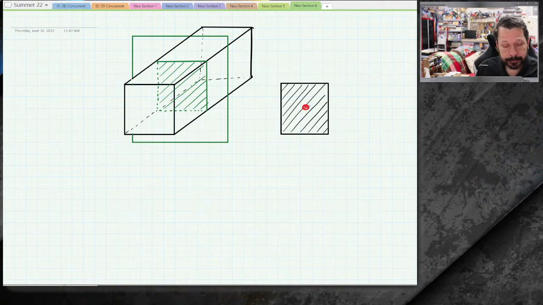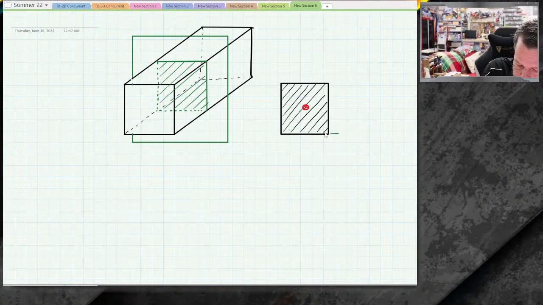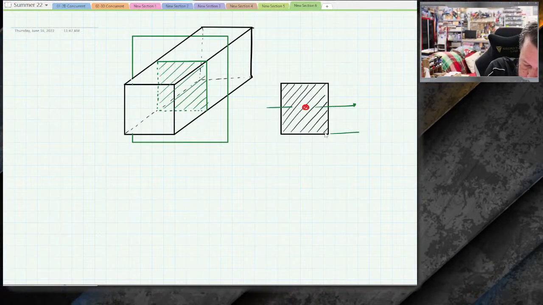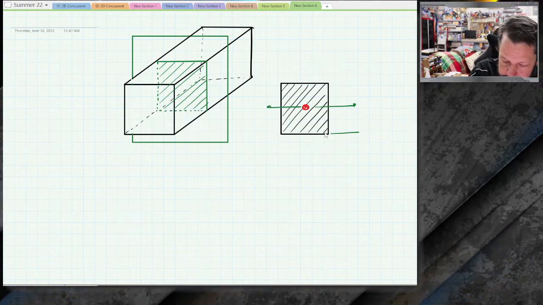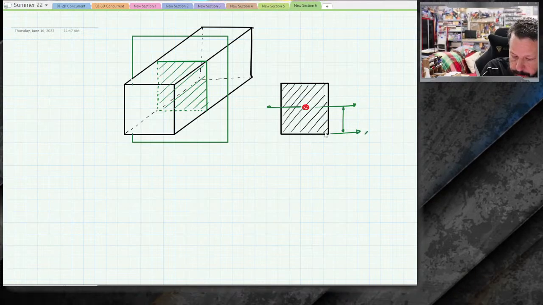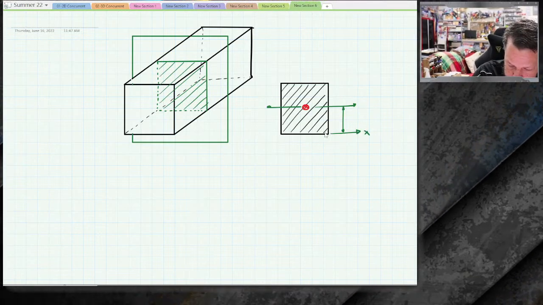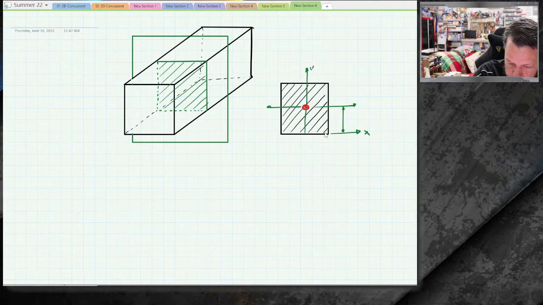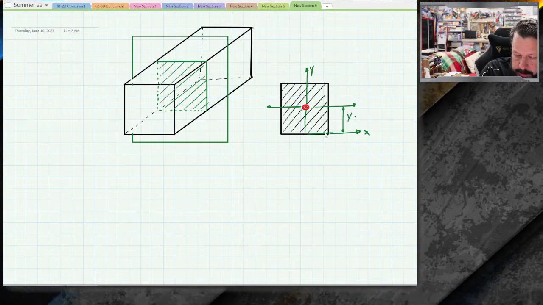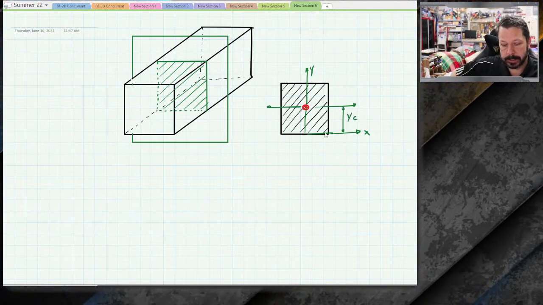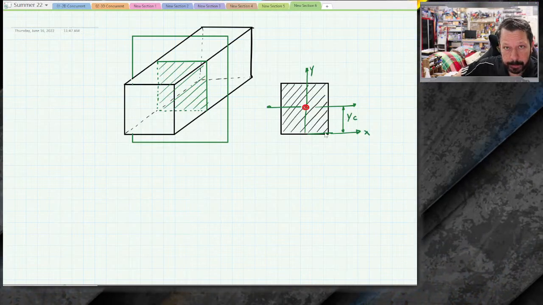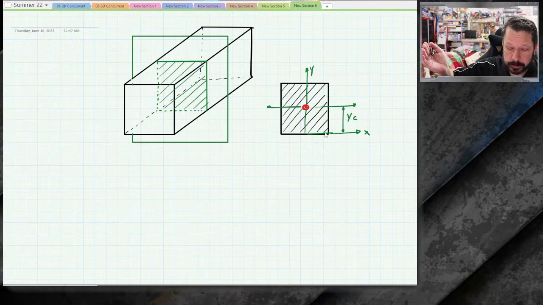A lot of times you put some kind of axis here, and you say that this distance from some reference, in this case I put the reference axis down here at the bottom, and I could put another reference axis up here for the y-axis, and we just say that this distance is y sub c. So it's the distance from my reference axis, in this case x, in the y direction going up to the centroid, so y sub c.